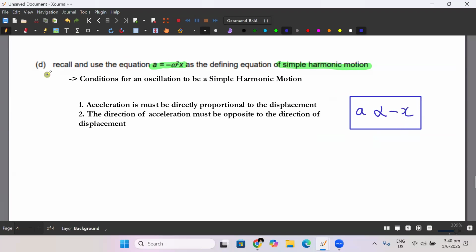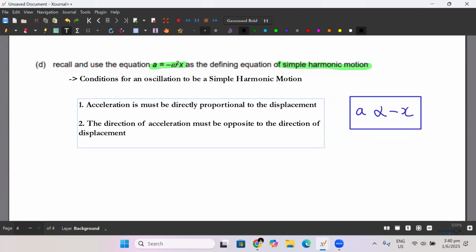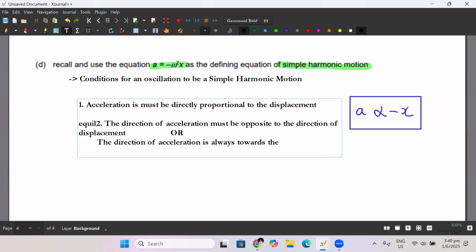Now look, there's another way to write condition number 2. The second way to write condition number 2 is that the direction of acceleration is always towards the center, in other words, the equilibrium.